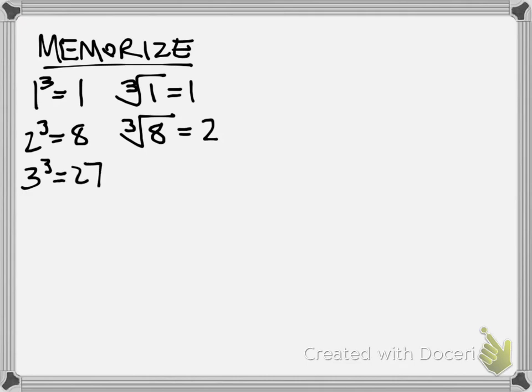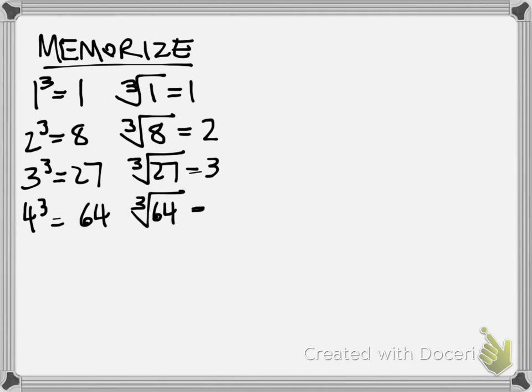We get 3 cubed is 27, and the cube root of 27 is 3. 4 cubed is 64, and the cube root of 64 is 4.